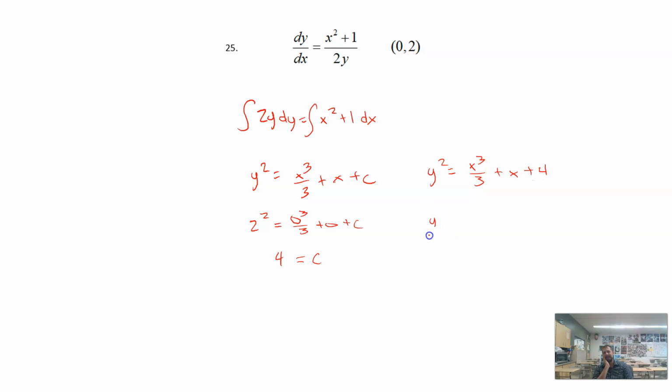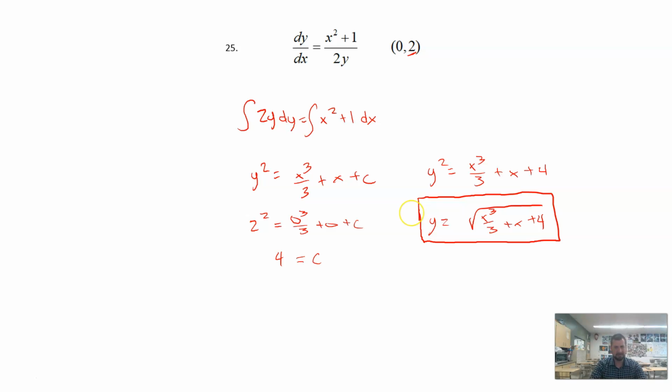Then to get the y by itself, I take the square root of both sides. So I get the square root of x to the third divided by 3 plus x plus 4. And then we look at our y value, see how it's a positive number, to determine whether this is the positive square root or negative square root. In this case, because that number is positive, that means my y is going to be equal to the positive version of that equation.